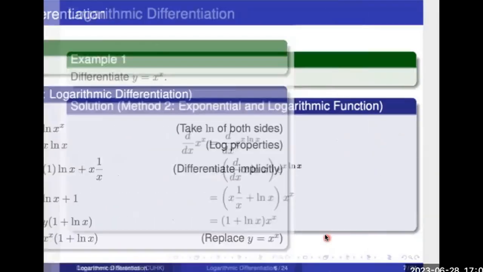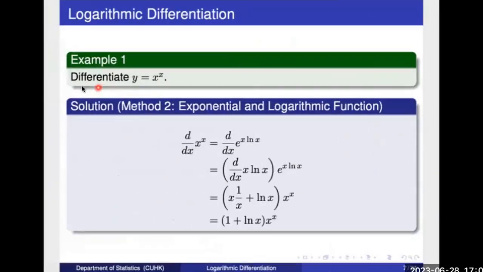On the next slide, we have the same example where we are asked to differentiate y equals x raised to the power of x. We are using another method, namely the exponential and logarithmic function. The solution is shown on screen. The main idea is to apply the fact that x equals e to the power of natural log of x and to apply the chain rule.